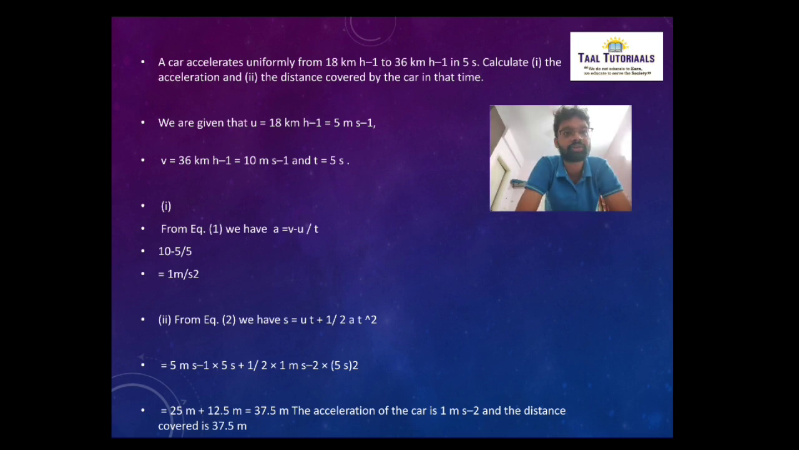Second question is the total distance covered by the car in that time. From equation 2, that is s is equal to ut plus half at square, I substituted the values as 5 meter per second into 5 seconds plus half into 1 into 5 square, and I got the answer as 37.5 meter. So the two things required were acceleration and distance. The acceleration of the car is 1 meter per second square, and the distance covered is 37.5 meters.